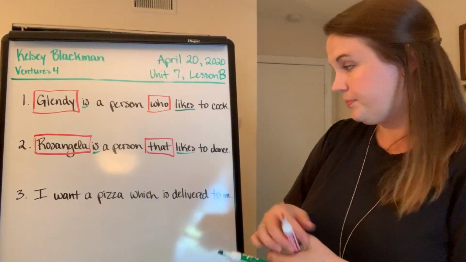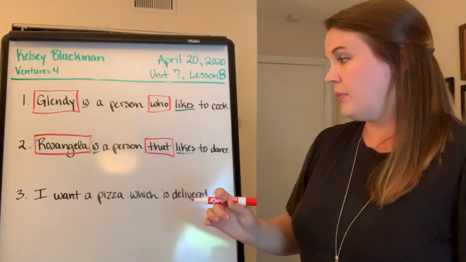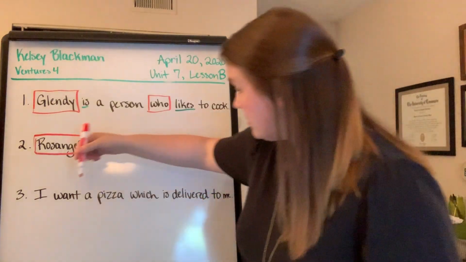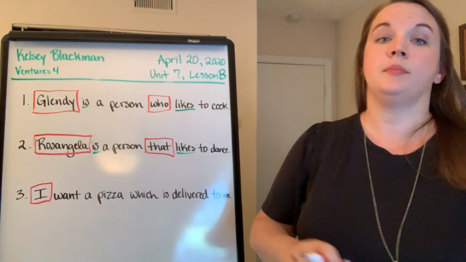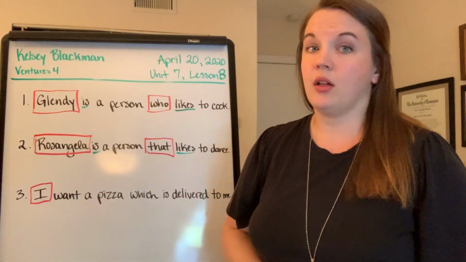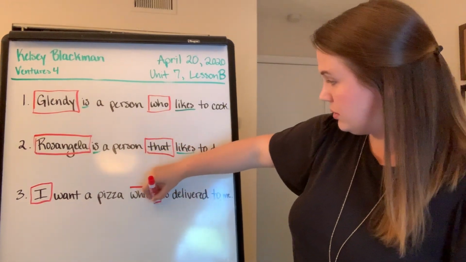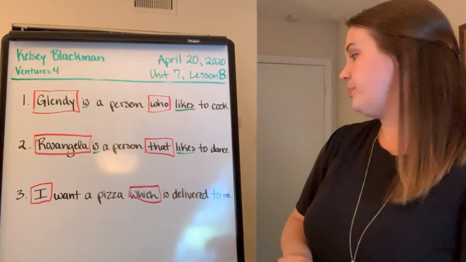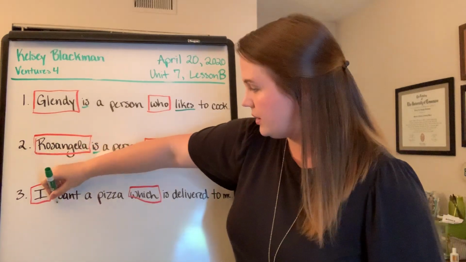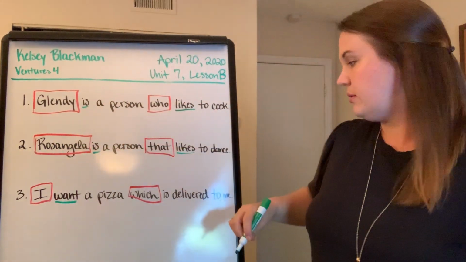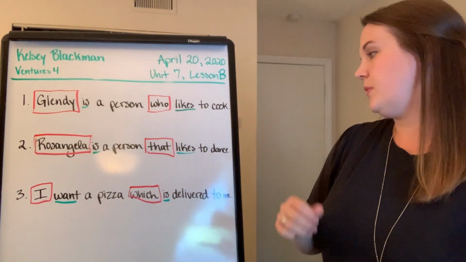Now, lastly, I want a pizza which is delivered to me. So the subject of the first clause, I, and the subject of the second clause, which. All right, now what is the verb of the first one? Want. And the second one.